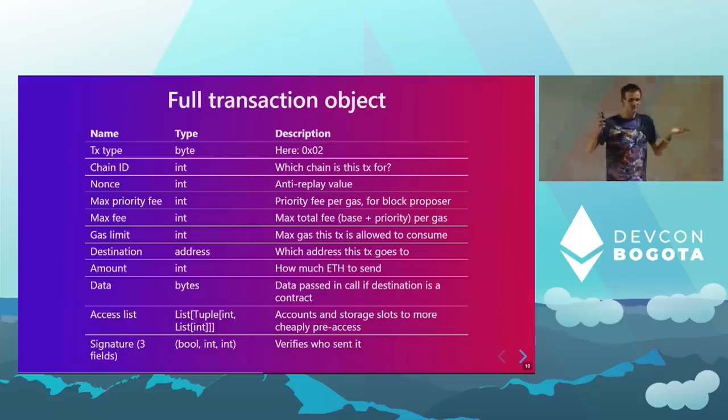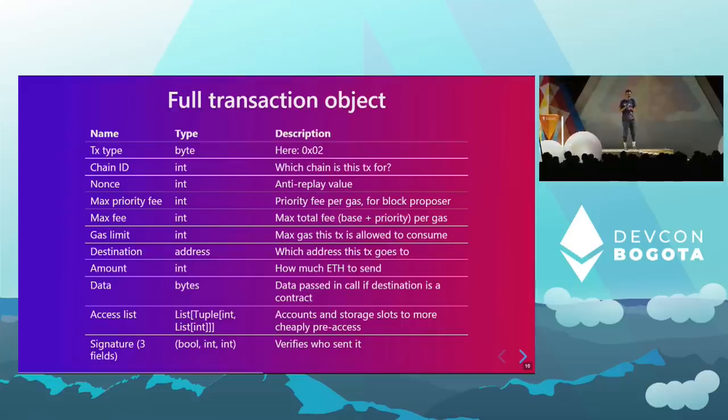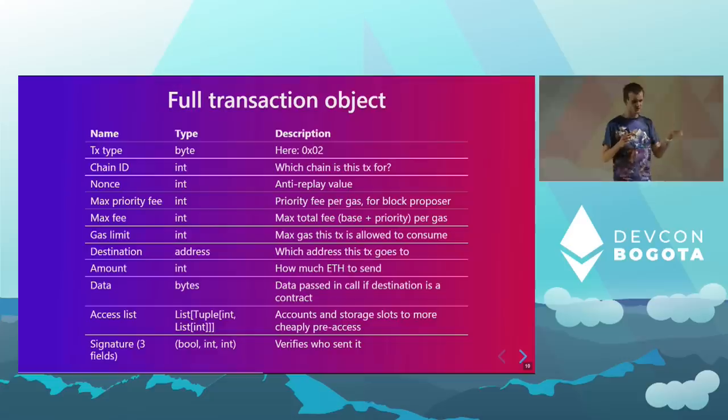We want to give people the ability to send a transaction on one chain instead of sending it on all the other chains. It's not that hard, right? Nonce. This is like an anti-replay value, right? Every time you send a transaction that gets included, the nonce has to go up by one each time. So this prevents a transaction that you send from being included more than once. Pretty simple. Max priority fee, the priority fee that you're paying. Max fee, which is the maximum base fee that you're willing to pay.